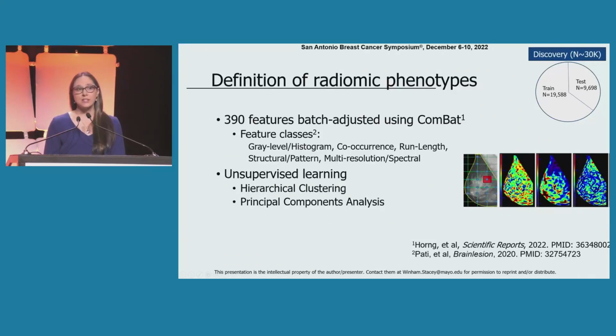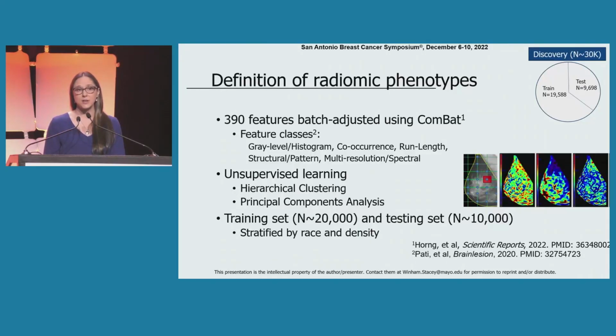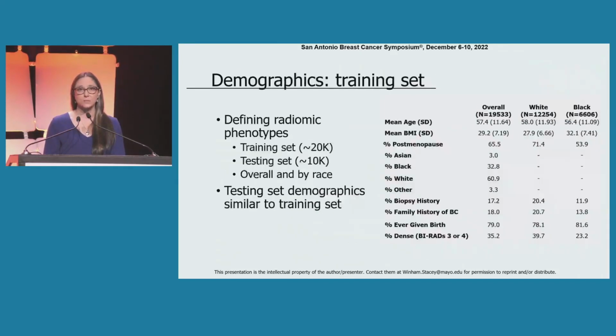We then used these features to define our radiomic phenotypes agnostic to the breast cancer outcomes. So we used unsupervised learning and 2 different approaches: hierarchical clustering and principal components analysis, to define our phenotypes. We trained these phenotypes in a set of roughly 20,000 women, and then we evaluated their reproducibility in a testing set of roughly 10,000 women. We also stratified and retrained the phenotypes by race and density groups.